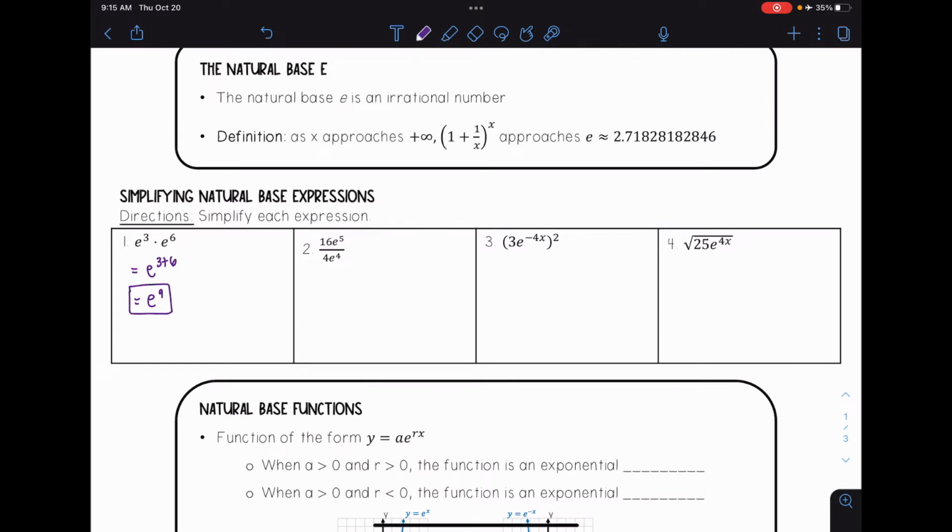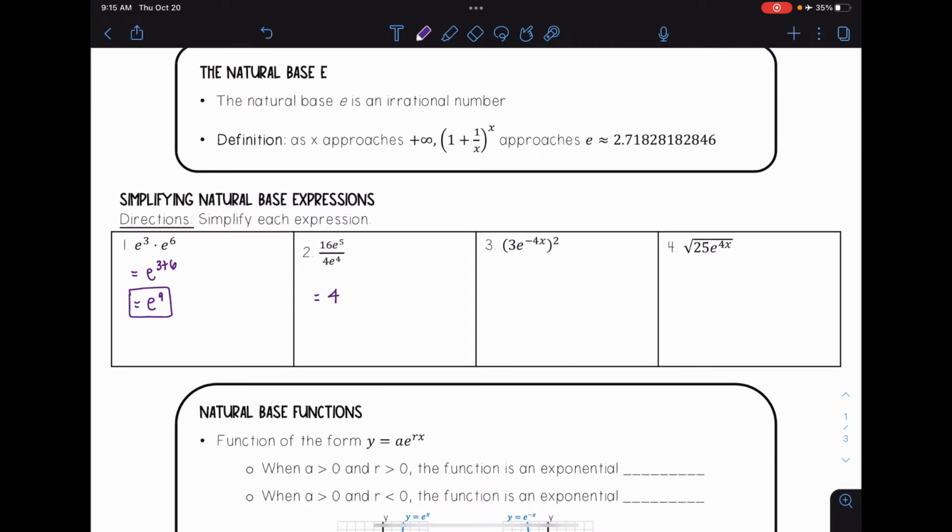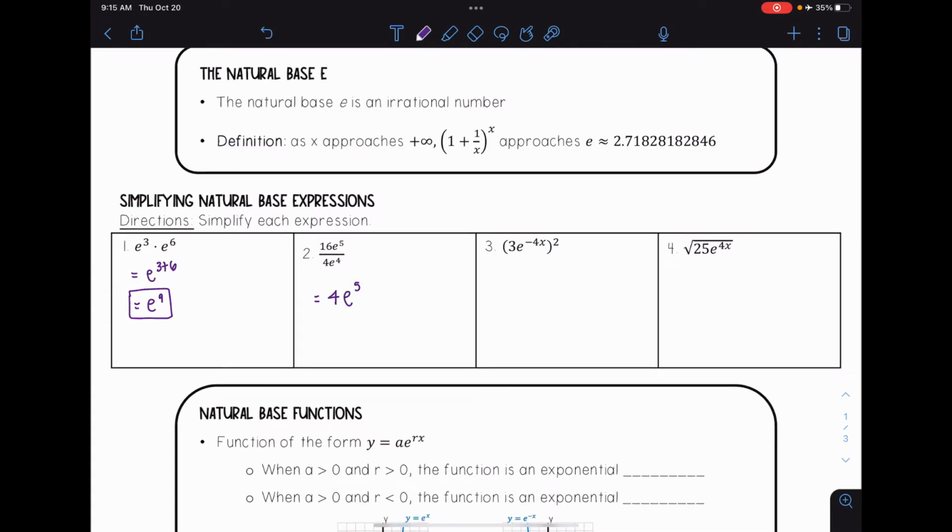Okay, number 2, I have 16e to the 5th divided by 4e to the 4th. For this one, we can treat it as two separate things. First I want to do 16 divided by 4. If I simplify that fraction, I get 4. And then e to the 5th divided by e to the 4th. When we're dividing two numbers with the same base, we subtract the exponents. So this would be e to the 5 minus 4, which is 4e to the first, which we can just write as 4e.